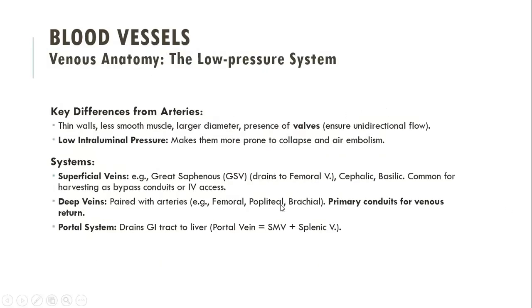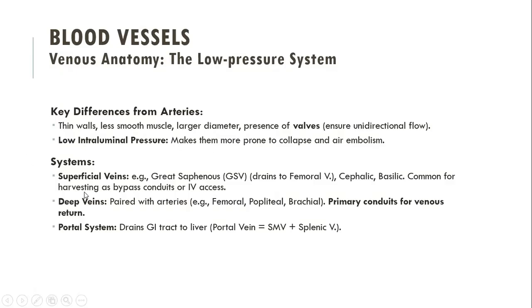Now, blood vessels, you must understand this was about the arterial anatomy. Now we come to the venous anatomy, and it is basically a low pressure system. So you must understand the differences from arteries. The veins basically have thin walls, less smooth muscle, a larger diameter, and the presence of valves. That is an important point to remember because they ensure unidirectional flow, and they have low intraluminal pressure, which makes them more prone to collapse and air embolism.